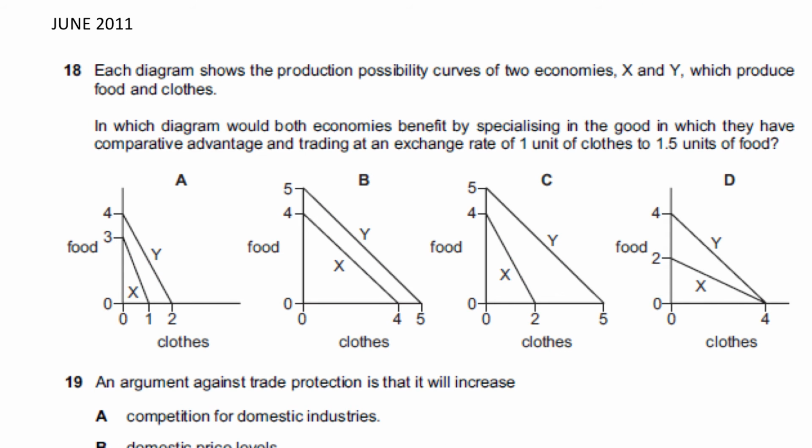This is question number 18. It says each diagram shows the production possibility curves of two economies, X and Y, which produce food and clothes. In which diagram would both economies benefit by specializing in the good in which they have a comparative advantage and trading at an exchange rate of 1C is equal to 1.5F. So the rule is that the exchange rate has to be in between the two opportunity costs.